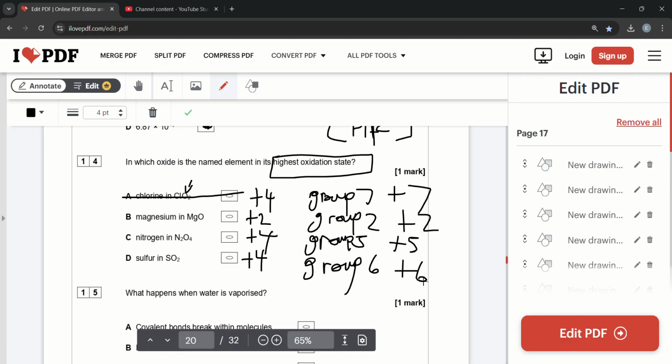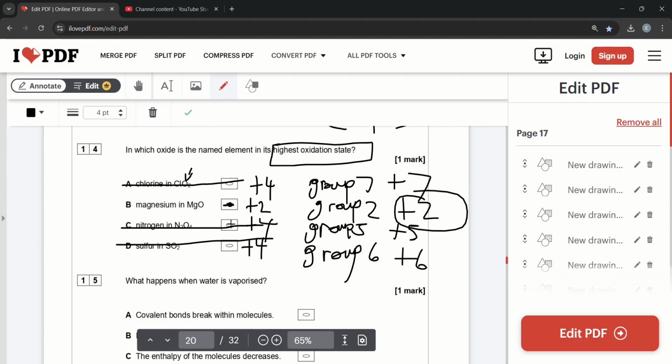Is +4 the same as +6? No. Nitrogen, well, it's 1 lower than its highest oxidation state. Magnesium was +2, and it's the same as its highest. It's in its highest oxidation state, which is +2. It's a bit of a tricky question.